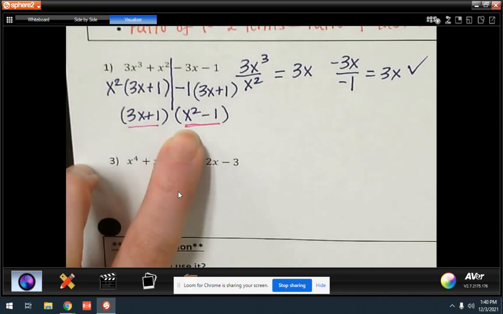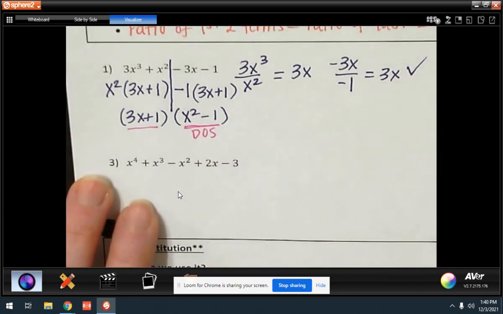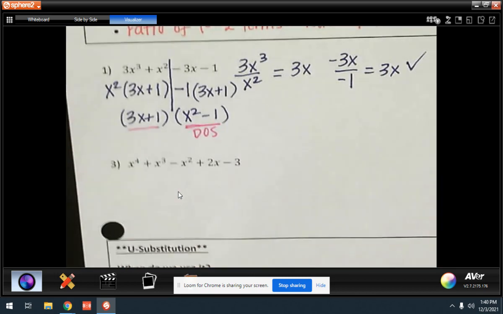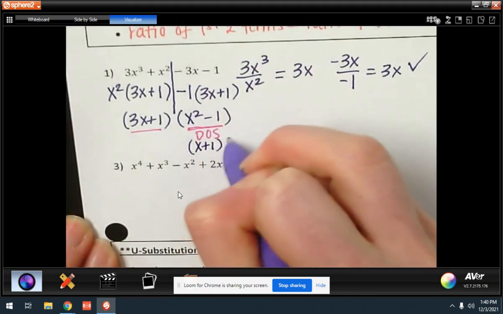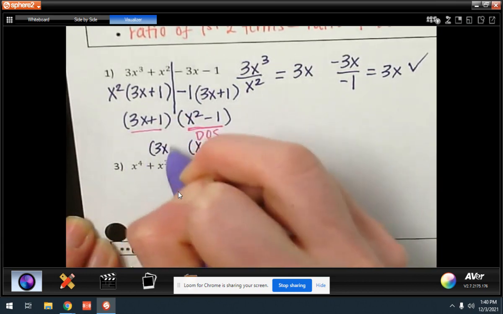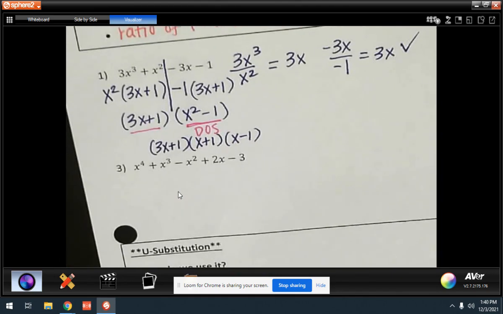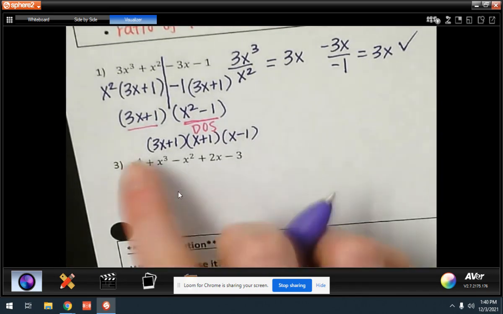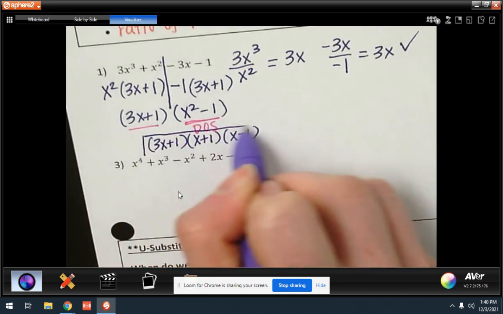This is factorable. It's one of our difference of squares. 1 is a perfect square, 1 times 1. And so this is a difference of squares, so we can factor that to x plus 1 and x minus 1. And then the 3x plus 1 goes there. All three of these linear factors are in parentheses, so you would be able to type these in any order, and it would be correct. Okay.